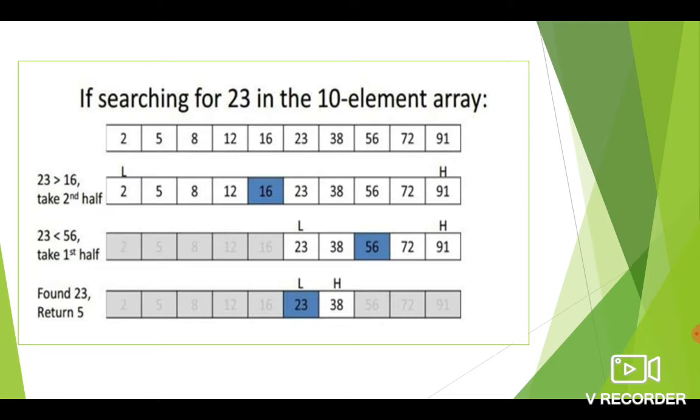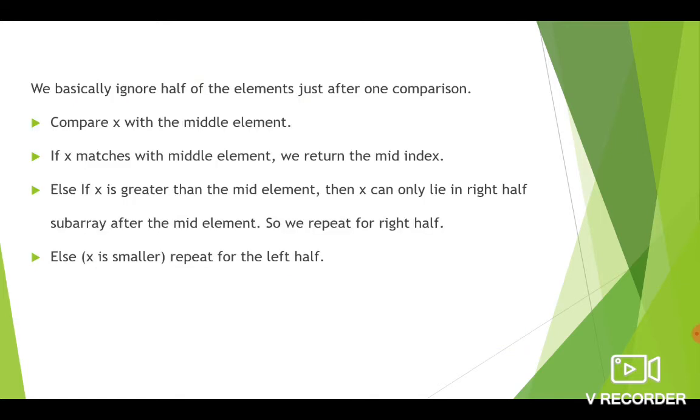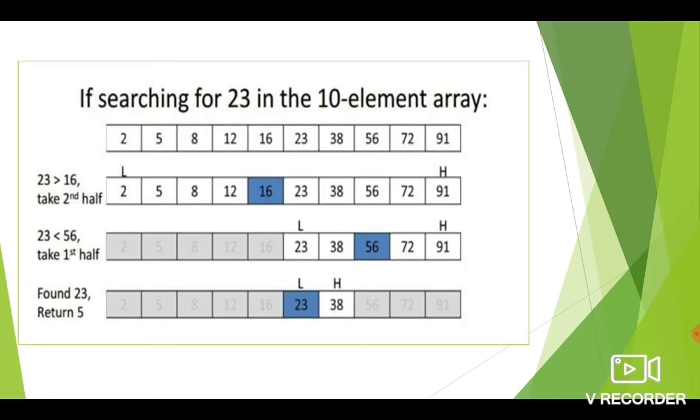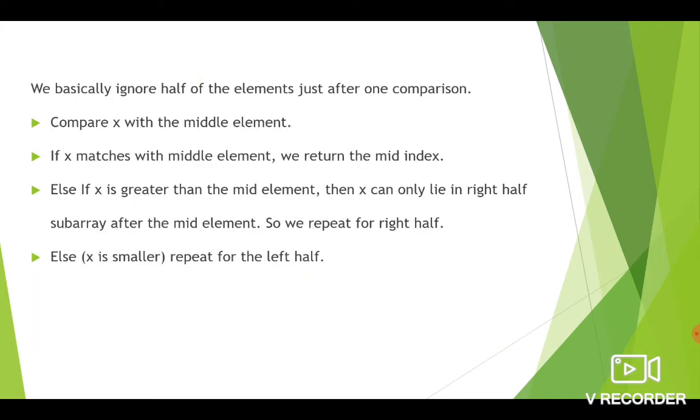Now again we find the middle value and we search for the element 23. Since 23 is matched, you can return its index position. Like that, binary search is performed on a sorted array. We basically ignore half of the elements just after one comparison.